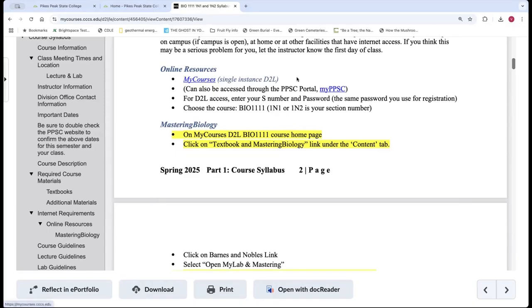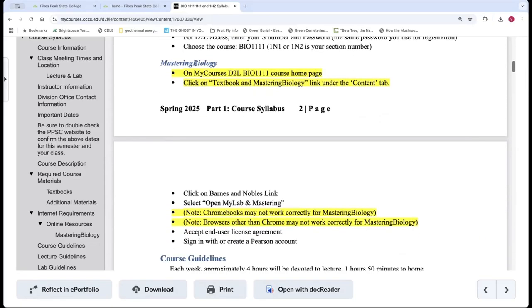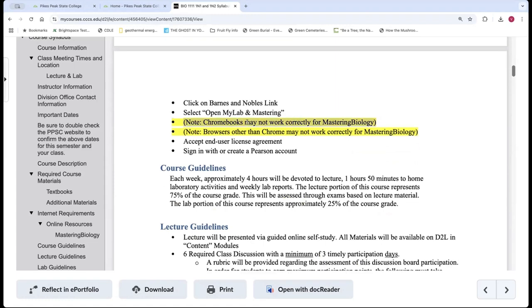There are lots of links to your resources all throughout the syllabus. I'll let you look at them as you need. Mastering Biology, we already went over how to find it, and you'll see more videos on what to do with it. Chromebooks may not work well with Mastering Biology. Same thing with the browser: you should be using Google Chrome as a browser. Those are two different things. Chromebook is a type of laptop, and Chrome is a browser. I know those words kind of get a little crossed.